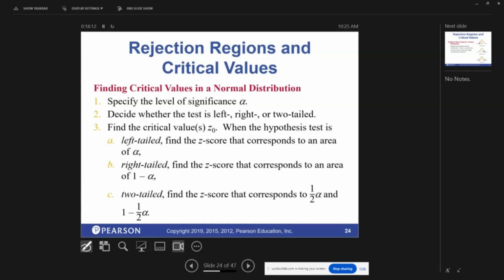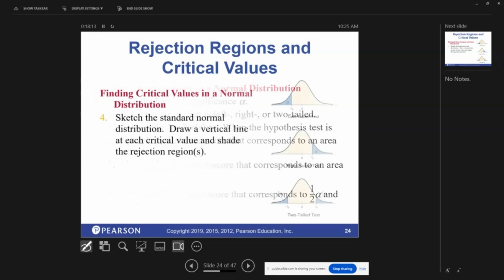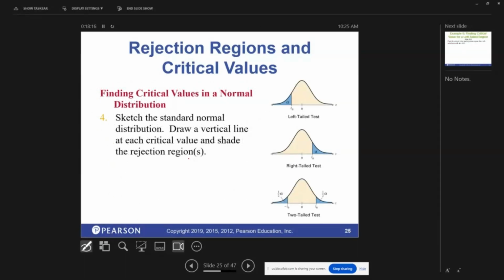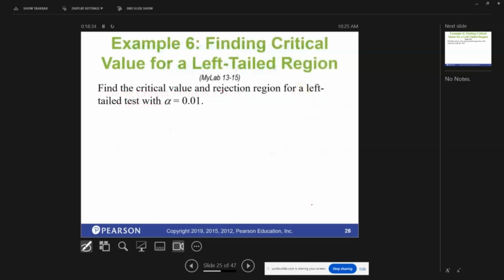So here's what that looks like. We will sketch the standard normal distribution and draw a vertical line at each critical value and shade the rejection regions. So the left-tailed test looks like this one, right-tailed test looks like this, two-tailed test looks like what we have here. And then the rejection regions are the shaded parts, or the blue parts.